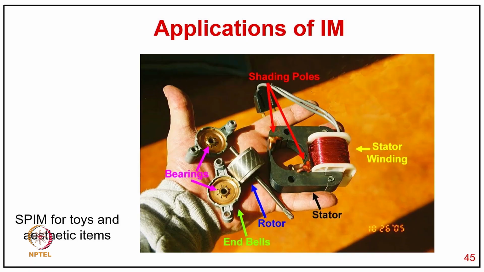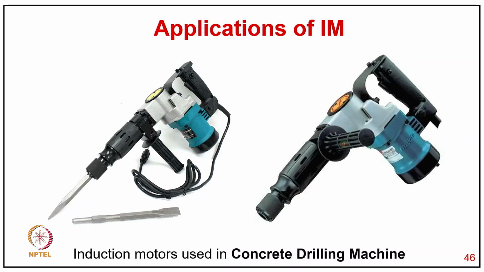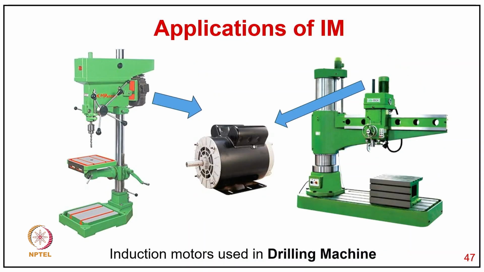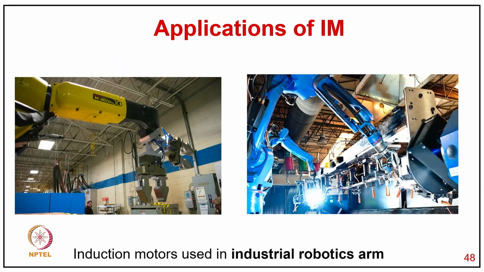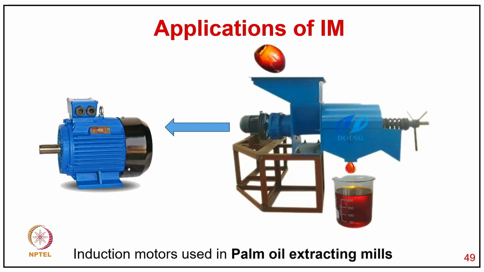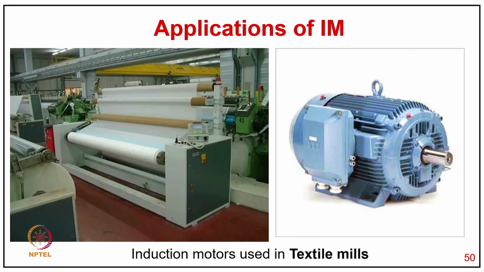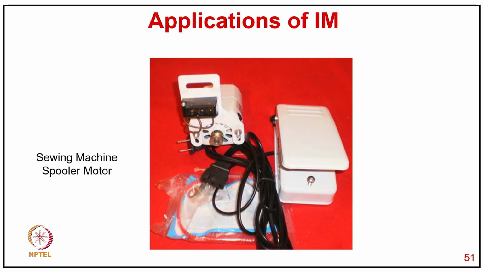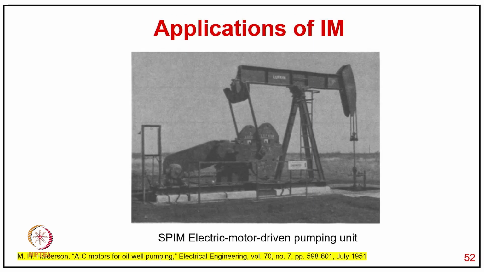Then sewing machine spooler motor. Then single phase for toys and similar items. As you can see, the squirrel cage rotor with the stator winding in shaded pole. Then an induction motor used in a concrete drilling machine. Then an induction motor used in drilling machines. Induction motor used in an industrial robot arm. Then an induction motor used in palm oil extracting mills. Induction motor used in a textile mill. And an induction motor used for a sewing machine spooler motor.